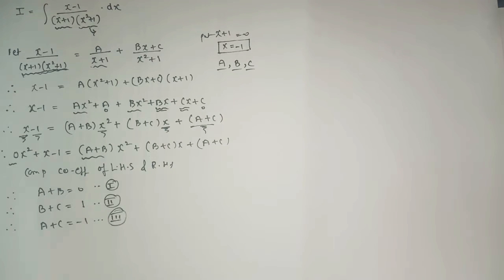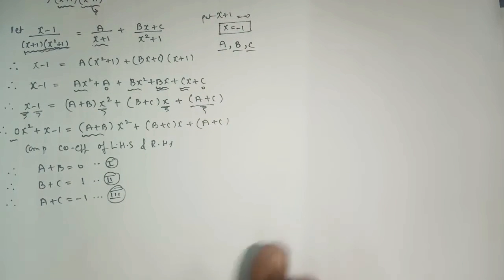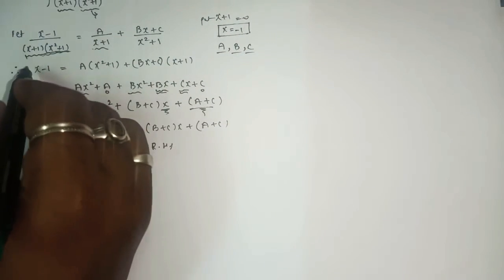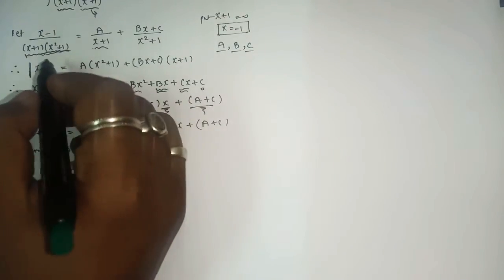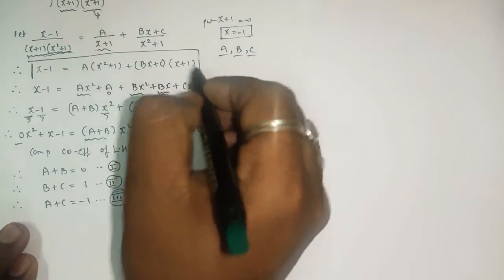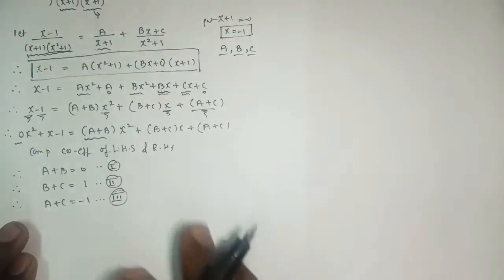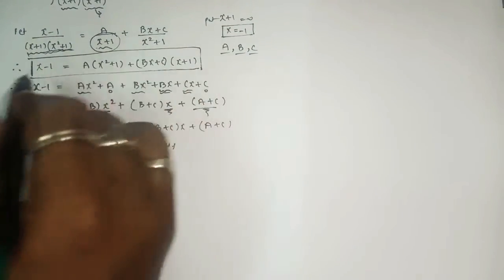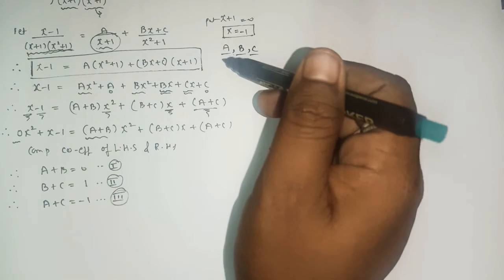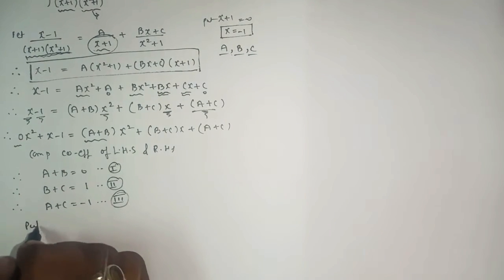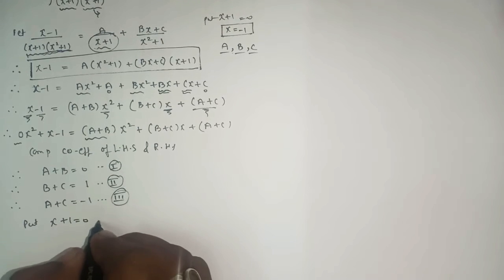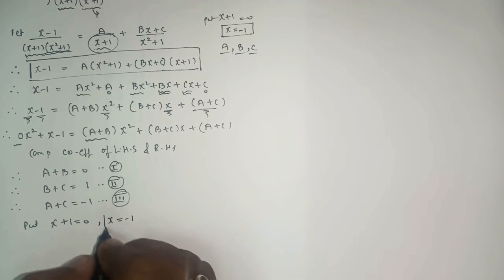Okay, now after this, we know that with the help of one linear factor we can find one answer. So here we'll put x plus 1 equals to 0, so that x will be equals to -1.